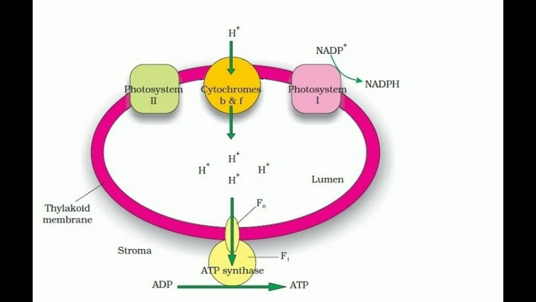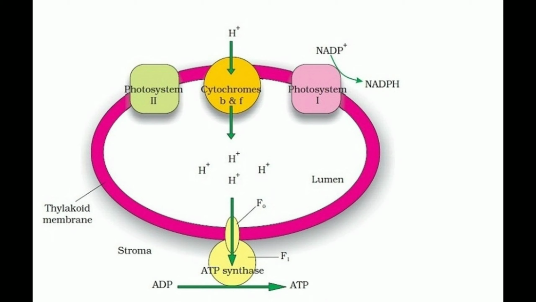The important points to remember in this are: it is the site of splitting of water that takes place in the inner membrane of the thylakoid; another is that it is the site where NADP reduction takes place; and third is that oxygen is produced in the lumen, and in the stroma ATP and NADPH2 are produced.